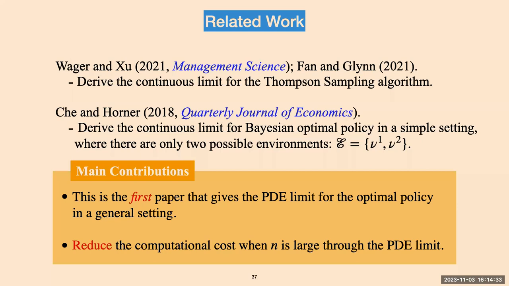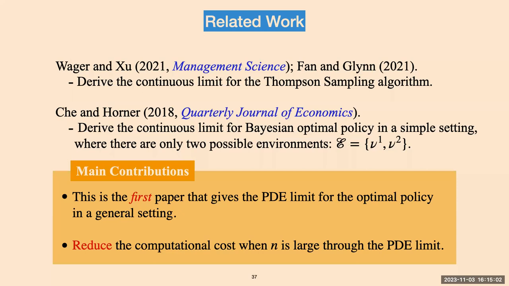Another related work is by an economics group at Columbia. They derived the continuous limit for the Bayesian optimal policy, but in a very simple setting where there are only two possible environments for mu. In our work, the possible environment mu could be in a continuous interval, so it's more general.